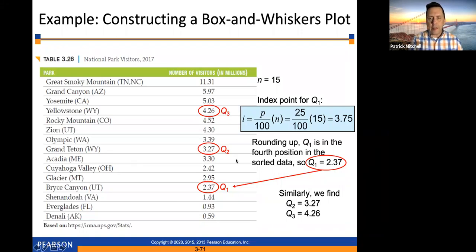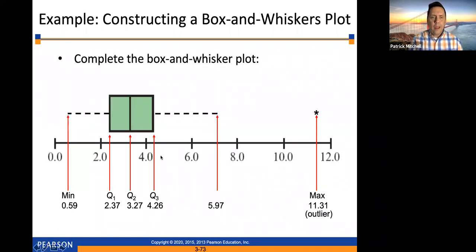So let's have a look at that. Here we go. So the left whisker starts at 0.59, goes up to Q1, which is 2.37. The box goes from 2.37 to 4.26. It has a line at 3.27. And then the right whisker goes up to 5.97.